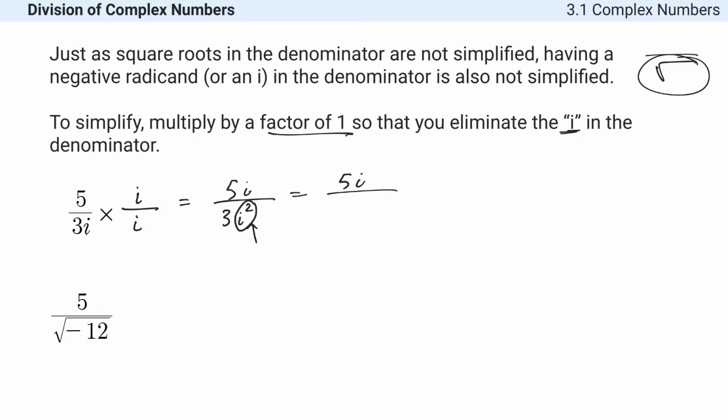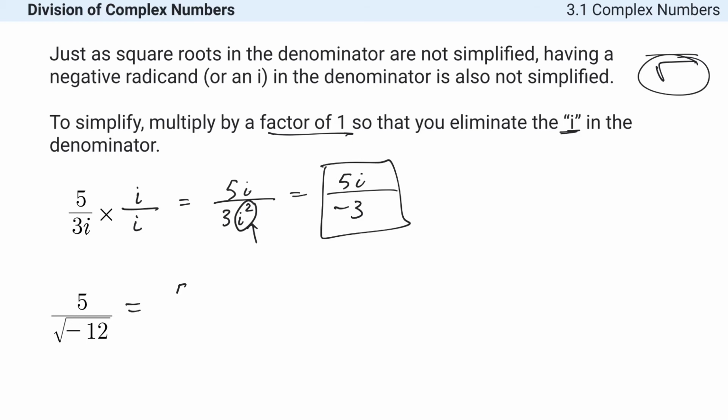So it's negative 1 times 3, which would be negative 3. Now I've got an expression where there's no i's in the bottom. That's good. Here's another one at the bottom. This one may be a little bit tougher because there's a radical in there too.